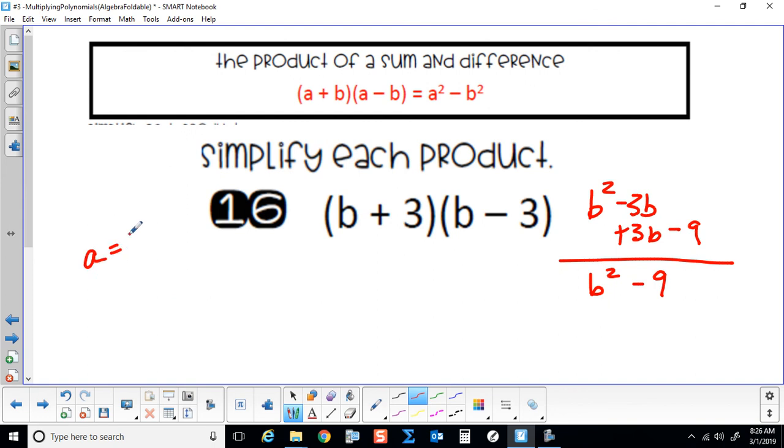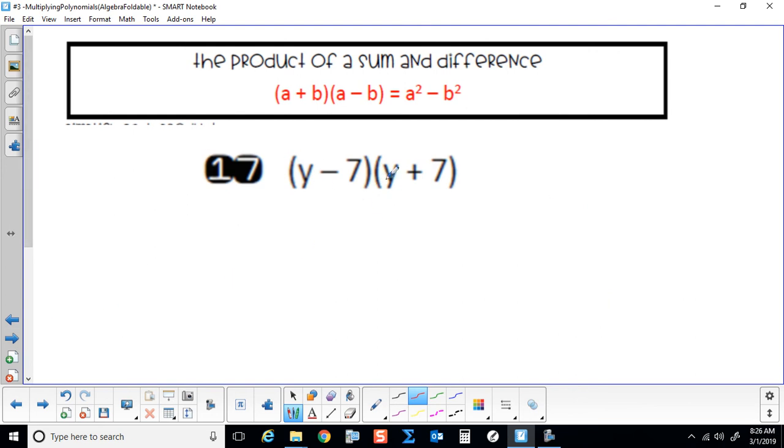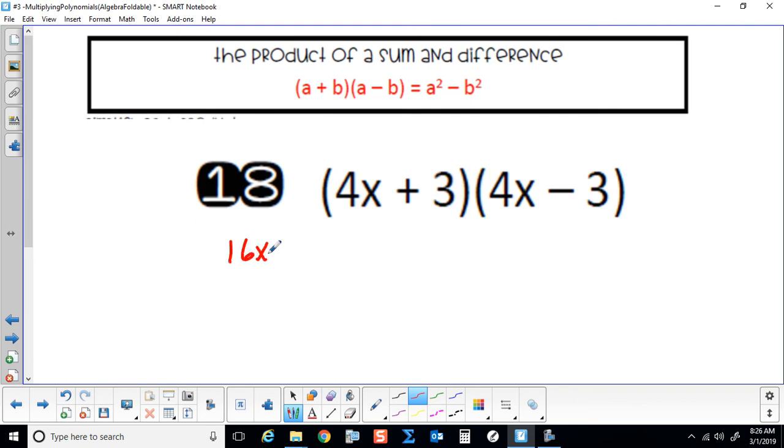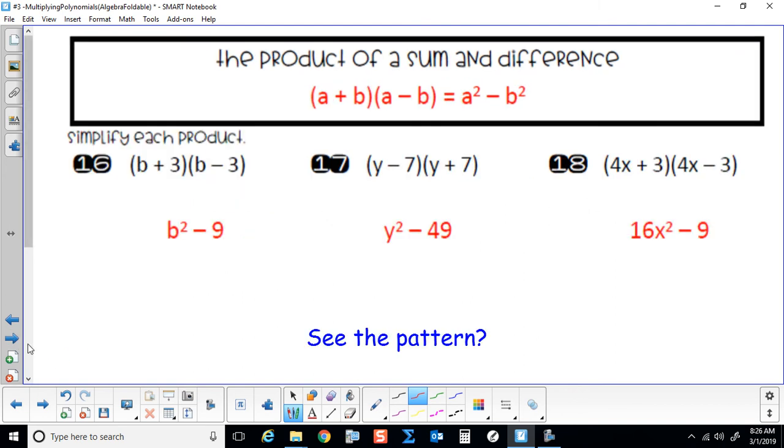So here if I say a equals b and b equals 3, then b squared, square the first one, and square the last. Okay, the product of a sum and a difference, square the first minus the last one squared. See the pattern? When we have a positive and a negative, the middle term zeroes out.